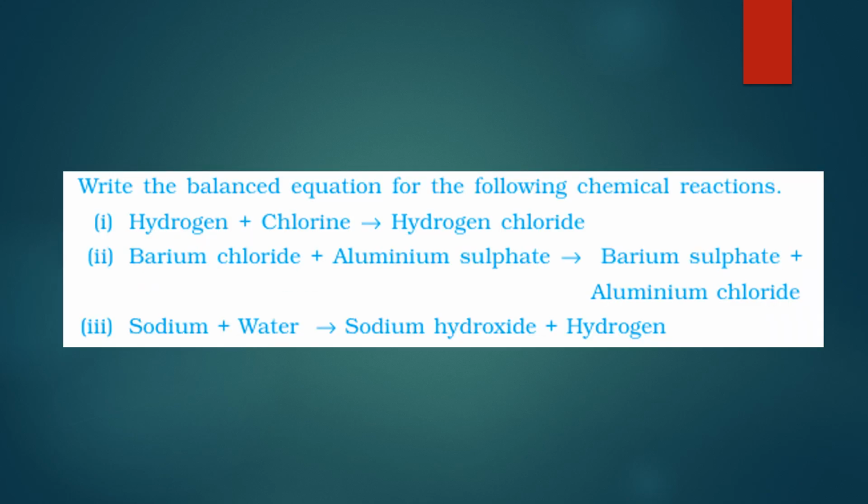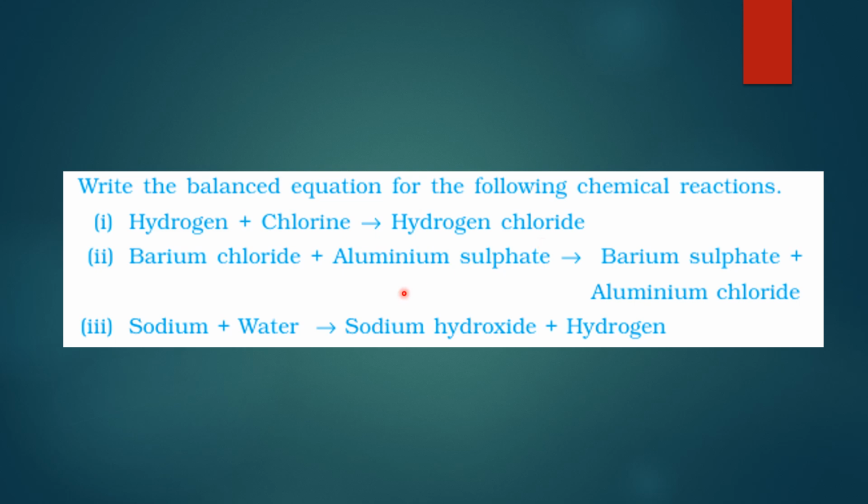Okay, so now again we have certain questions like: write the balanced equation for the following chemical reactions. In this way the questions are asked in the exam. In words they will give you, like, hydrogen plus chlorine gives hydrogen chloride, and you have to write down the chemical reaction for this, and the equation which you obtain you have to balance. So this is the way you are given a question in the exam.